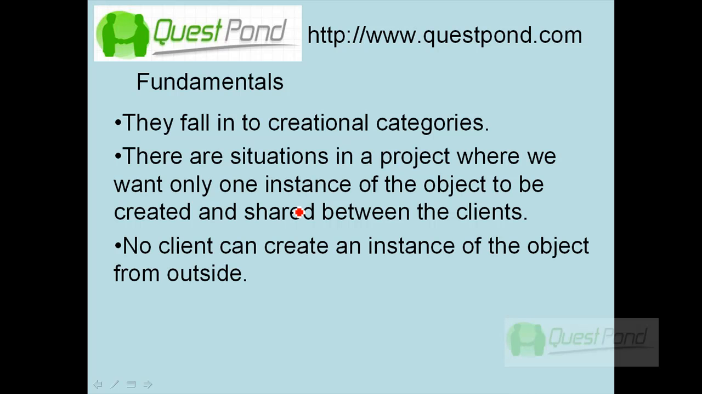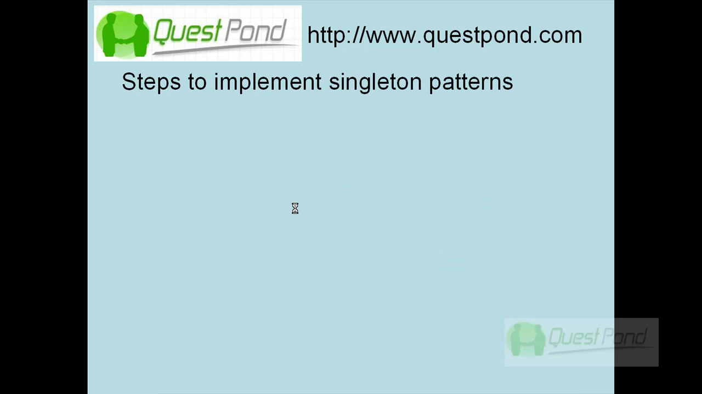Second, we also want that the client should not create an instance of the object. In short, the object should be created by itself, or when the object is first accessed, a copy should be created, and later on all the data manipulation or data sharing should be through this copy. So it's like a big global object which you want to share across the clients.